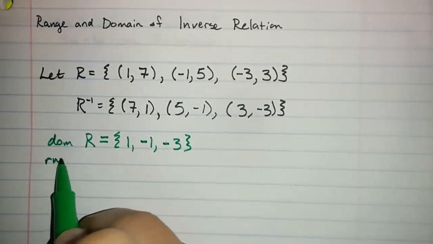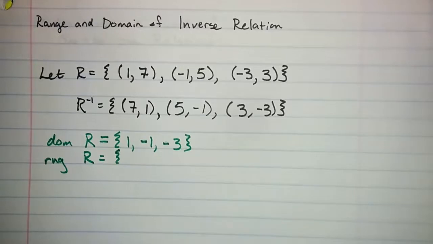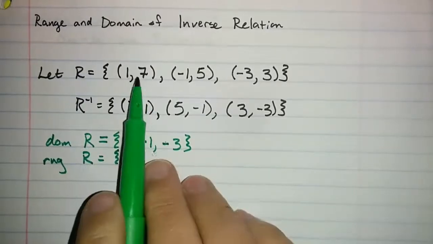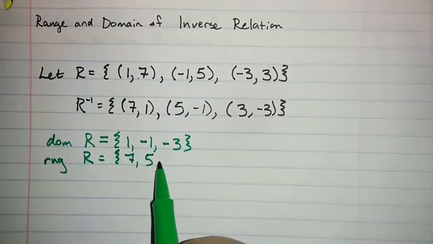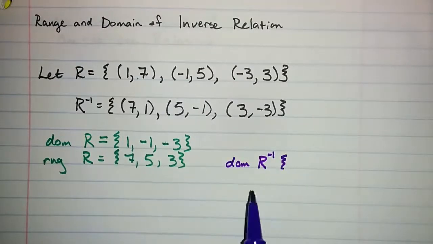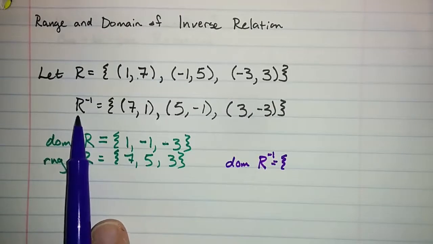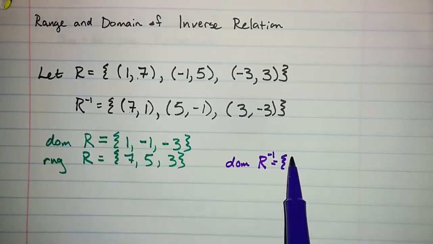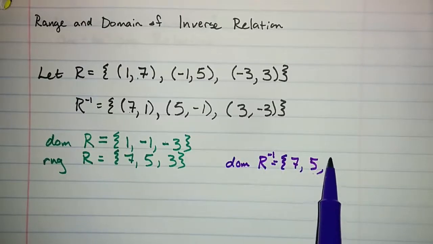And then the range of R is just the things that appear in a second entry in R: 7, 5, 3. What's the domain of R inverse? Well, it's all the things that appear in a first entry of R inverse. So 7, 5, and 3.